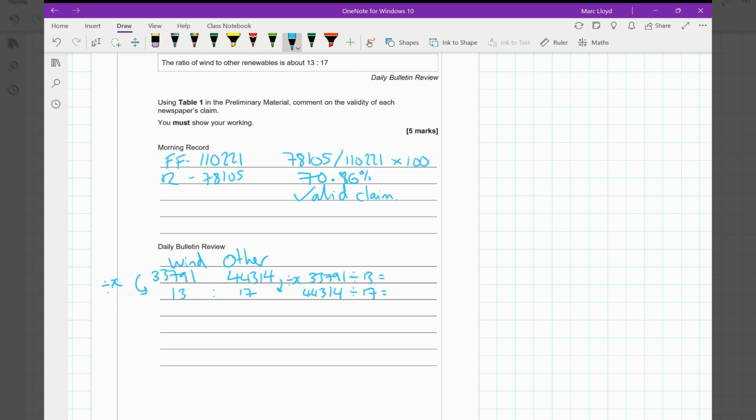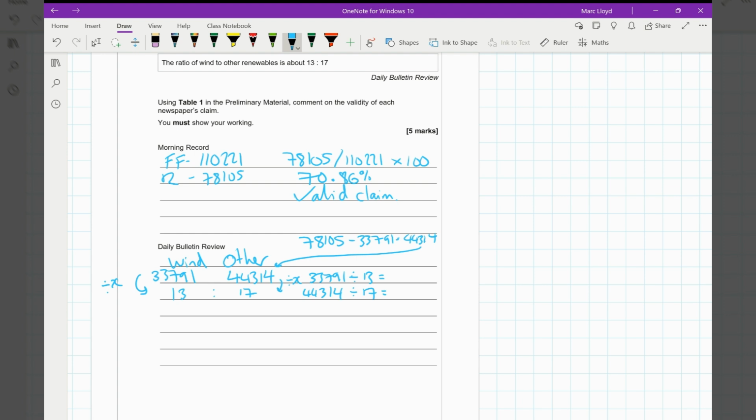Oh, hold on. Where did the 44314 come from? Right, sorry. So all of them add up to 78105, and if you subtract the wind from it, you get 44314, and that's where it's come from. So we've got wind and everything else. Everything else has been calculated by the total, take away that value for the wind.